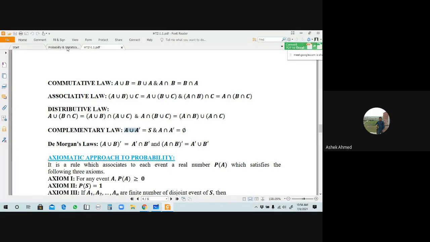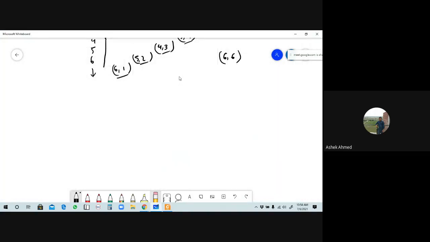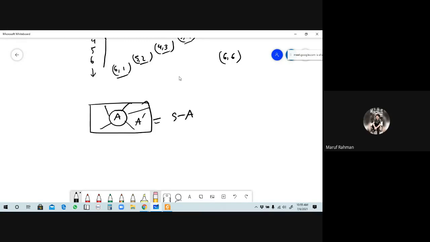Now tell me, from this figure, you have to discuss. If this unshaded portion is A, the outside region will be A prime. In the Venn diagram, if this represents A, then the outside of the A set will be A prime, which represents A complement, written as S minus A. Understand? Yes, sir. Okay.